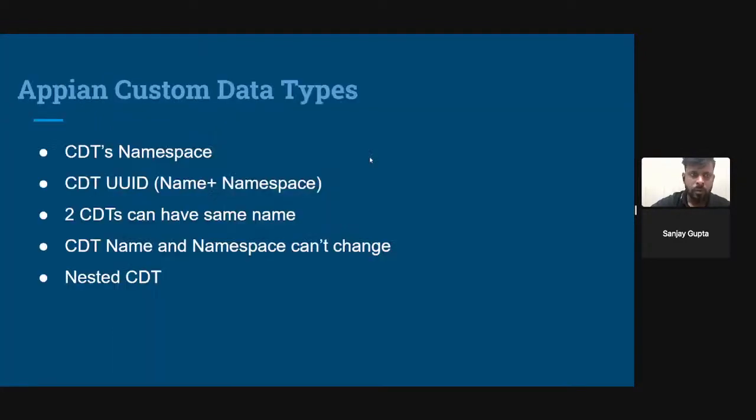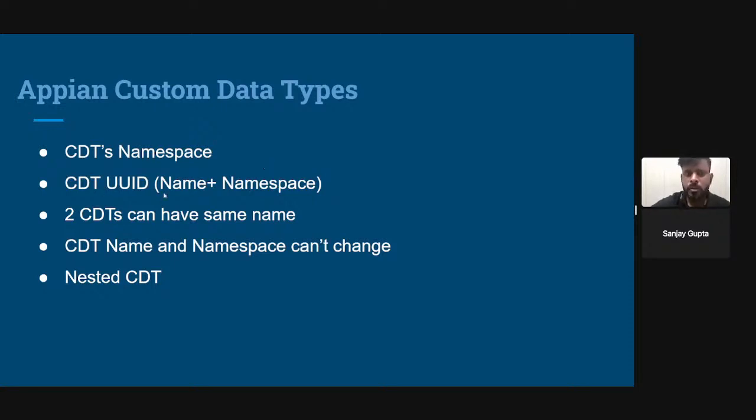Now, there are some points that we should discuss. So first is the CDT namespace that we already discussed. That CDT namespace is the URL or a virtual container, okay, or virtual category, to create a particular type of CDT.